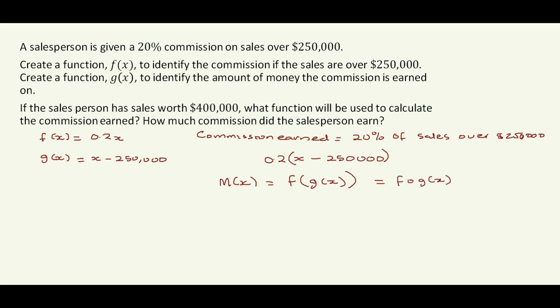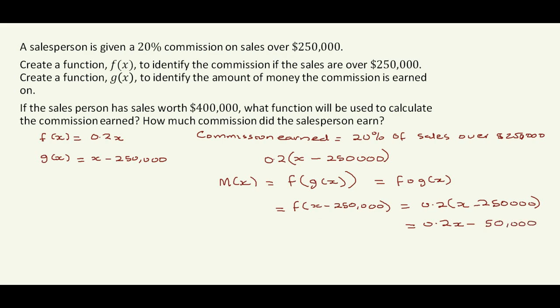So let's simplify this. So we have f of x minus 250,000, which is equal to 0.2 times x minus 250,000. So we have 0.2x minus 50,000.